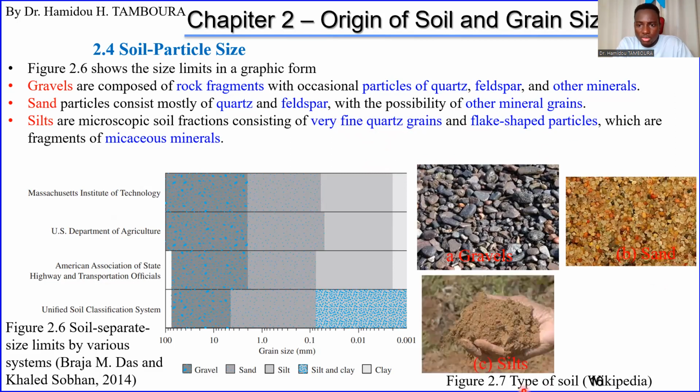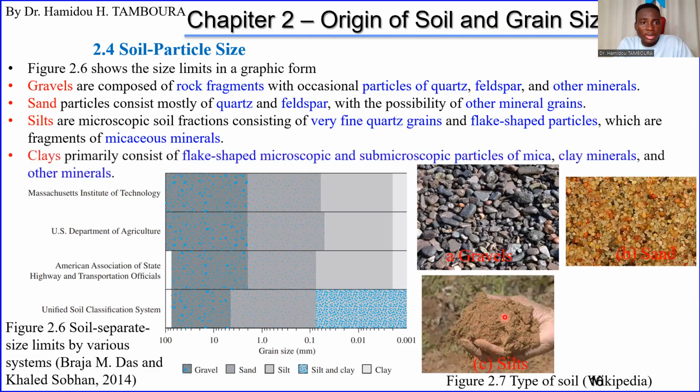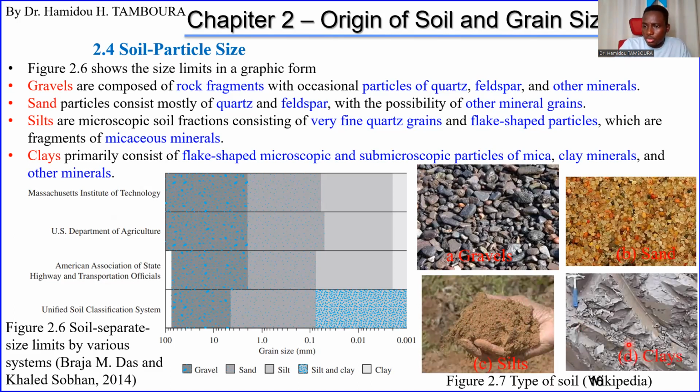This photo shows what we call silt. This is a typical example of silt. And the last one, clay, also very fine: flake-shaped microscopic and submicroscopic particles of mica, clay mineral, and other minerals. This photo shows clay.